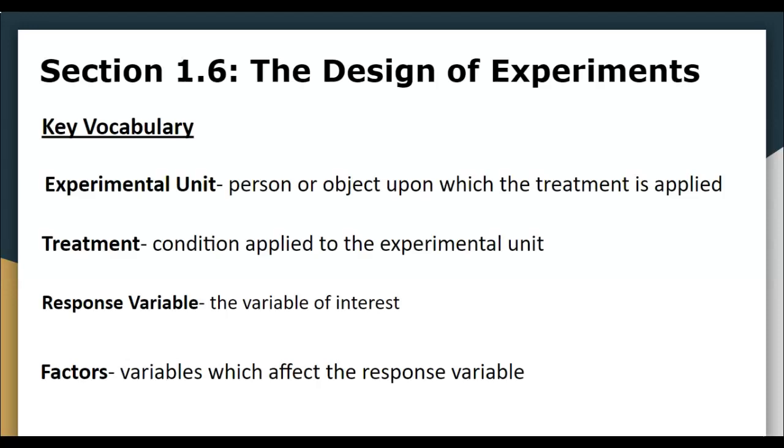So experimental units are the individuals. The treatment is the thing that we are applying. Response variable is what we're measuring outside of that as a response to our treatment. And factors are all the different things that might affect our response variable.